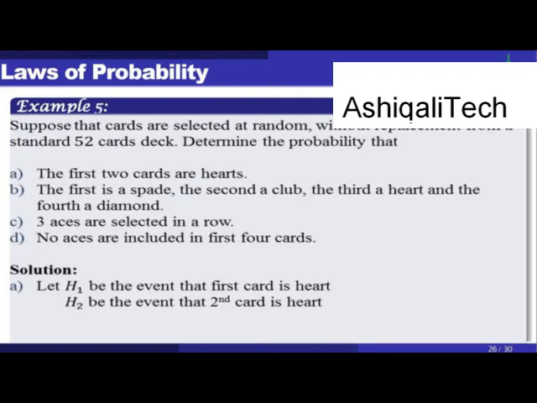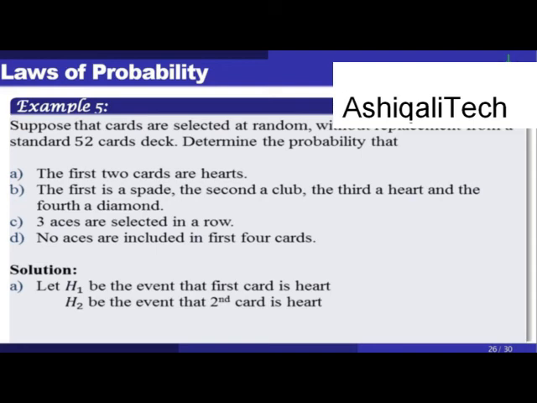Dear students, now we see another example. Suppose that cards are selected at random without replacement from a standard 52 cards deck. Determine the probability that the first two cards are hearts; the first is a spade, the second is a club, the third is a heart, and the fourth is a diamond; part C, 3 aces are selected in a row; and part 4, no aces are selected in the first 4 cards. Now we solve it.